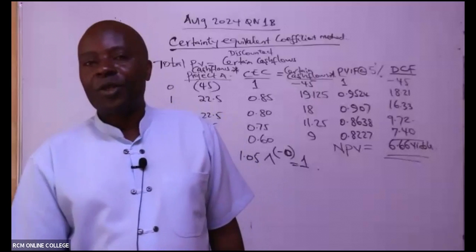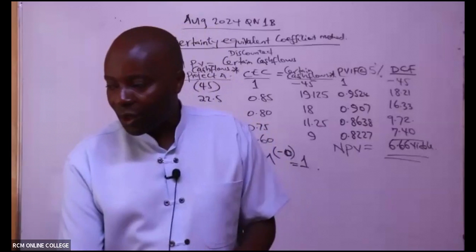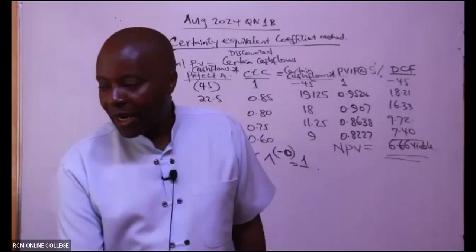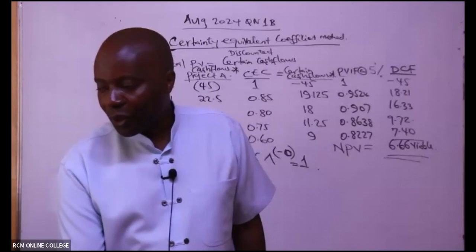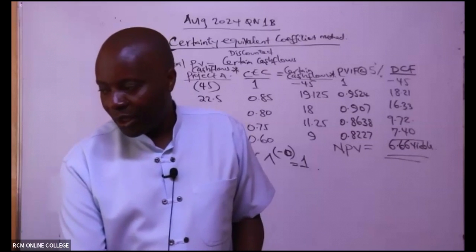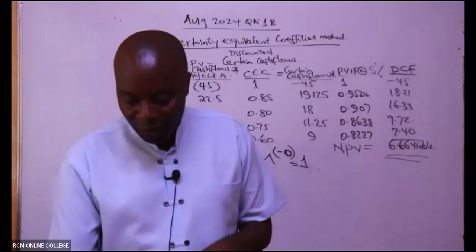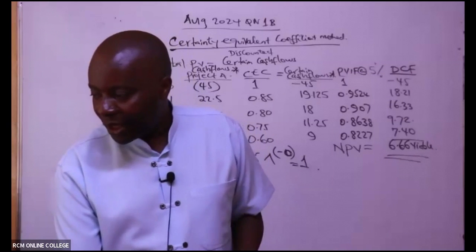All right. So now we are doing question number one, part C, August 2024, question one, cow. This was really an easy question. I can't even understand why students were not able to interpret it very well. I mean, this was a straightforward question, the easiest of them all.